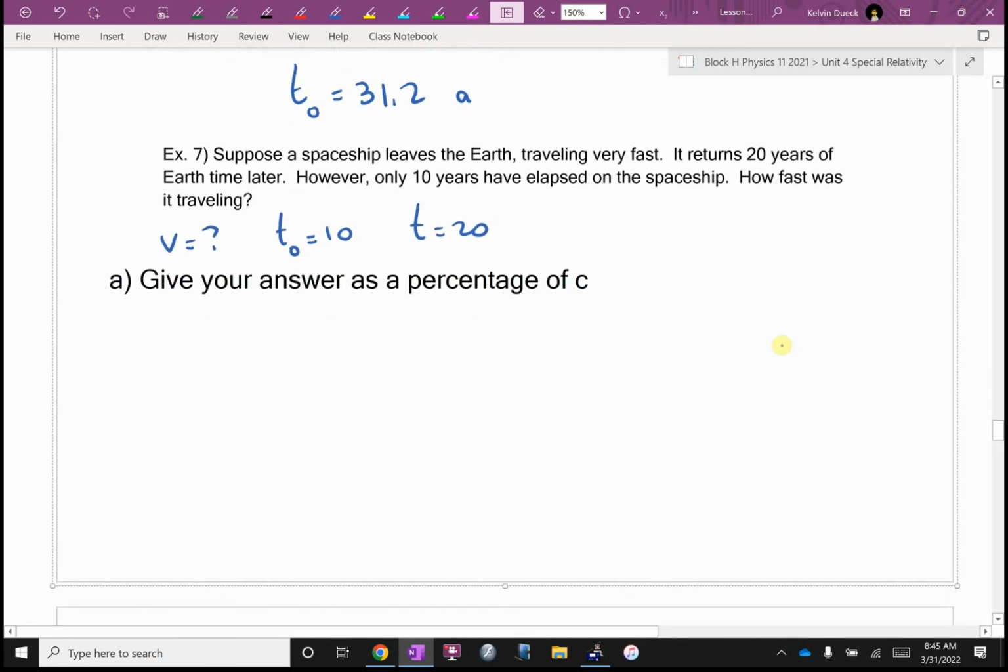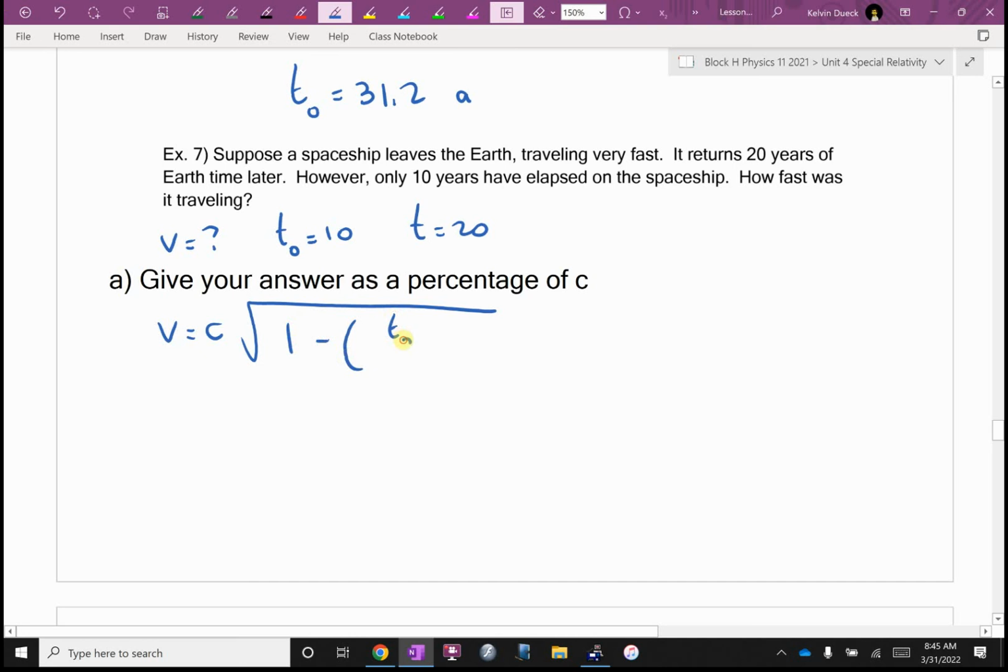Josh, can you read to me the equation that has the V equals? It starts like this, V equals C, and I know there's a square root, but I don't remember the rest. I'm going to do the T0 over T all squared trick because I think that's a little easier to type.